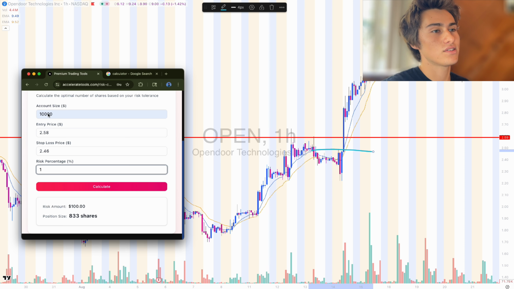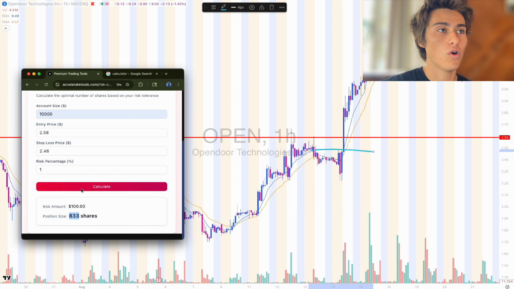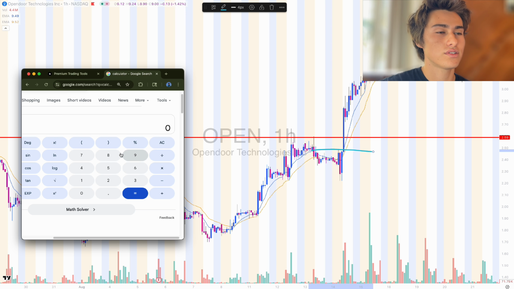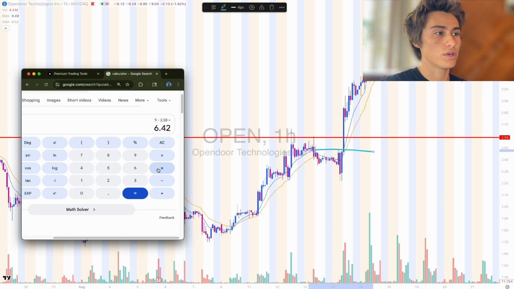So anyway, this is what the calculator does. It tells you how many shares you buy based on your risk amount and all the variables here. In this case, we're buying 833 shares of Open. Now Open right now is at $9, so we'll just look at it like that. We go $9 minus $2.58, which is our entry, which is $6.42 per share. And we can multiply that by 833, just like that: $5,300 in profits from this one trade.